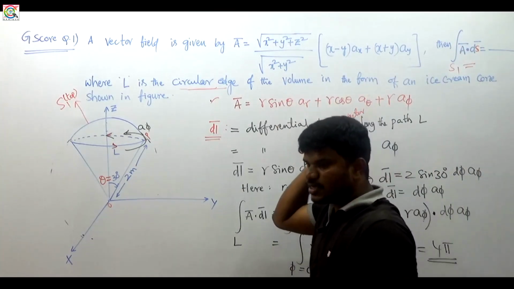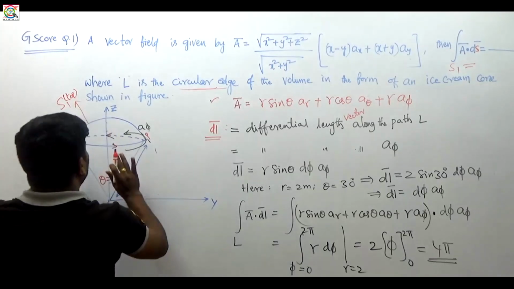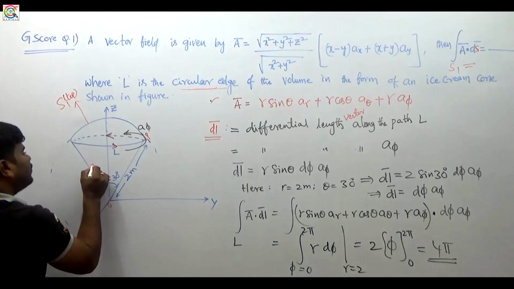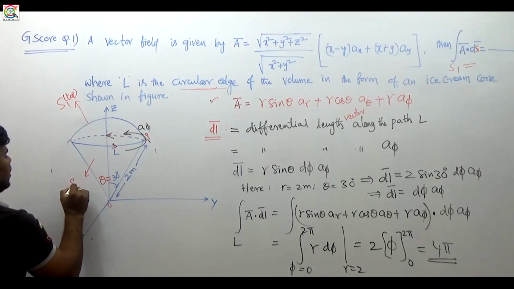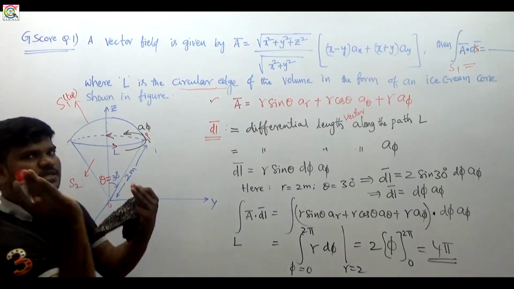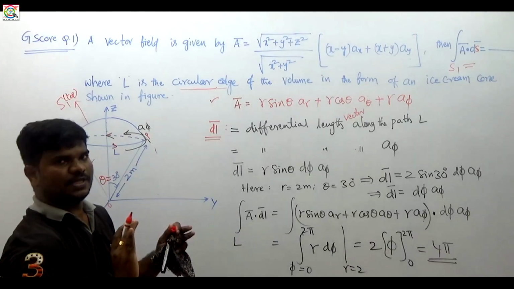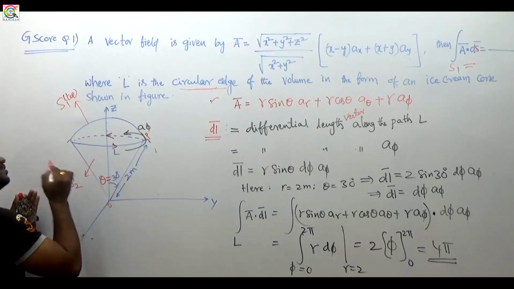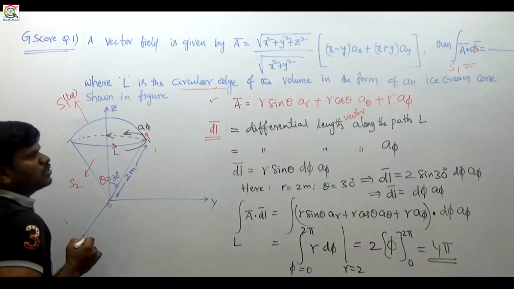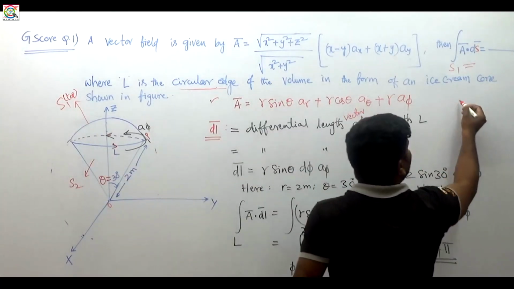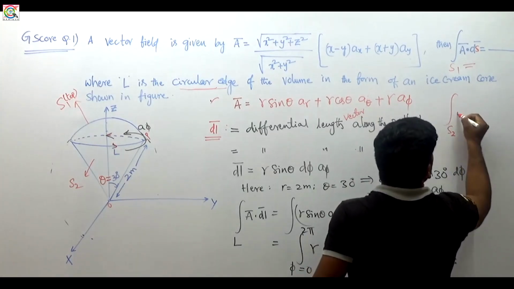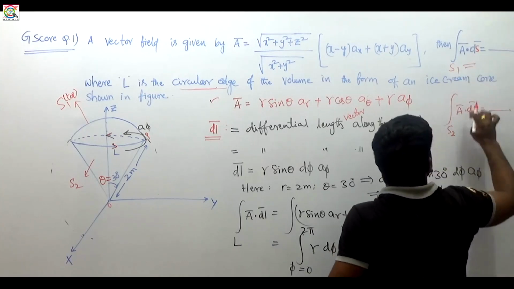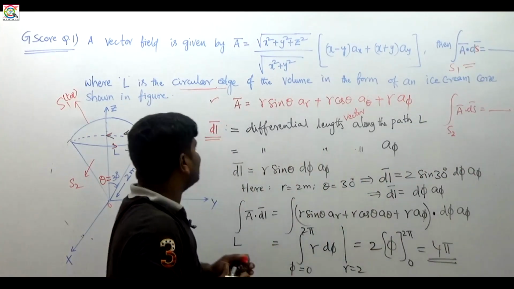Just try this question as homework. I have taken only the top surface. Now what if I take this lateral surface? Suppose you take a cone, so I am taking this surface S2. You also calculate the surface integral of A bar dot dS bar over S2. Try these two questions, this one and this one.